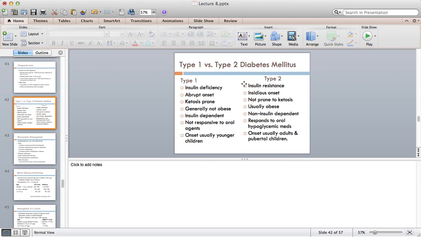You can see someone as young as 3 months or even younger that has type 1 diabetes. While in type 2, we are looking at our teenagers, 10 years old and above, who are obese, and our adult children.